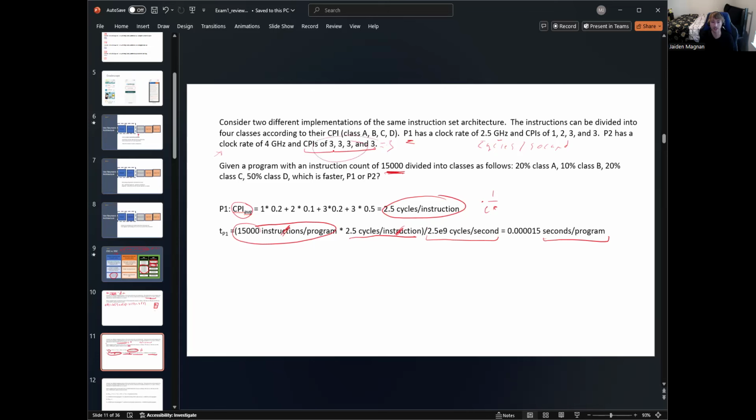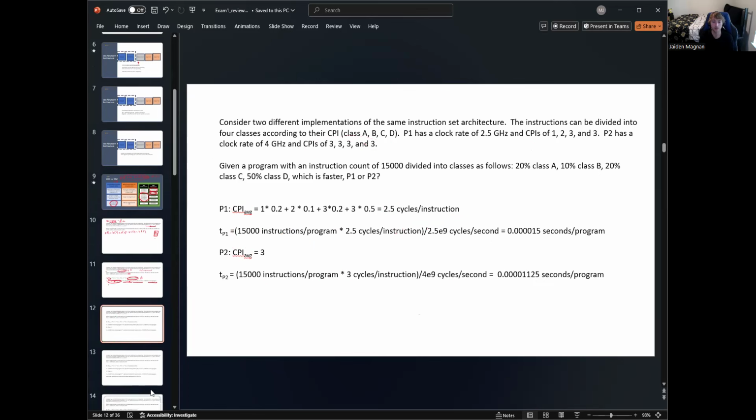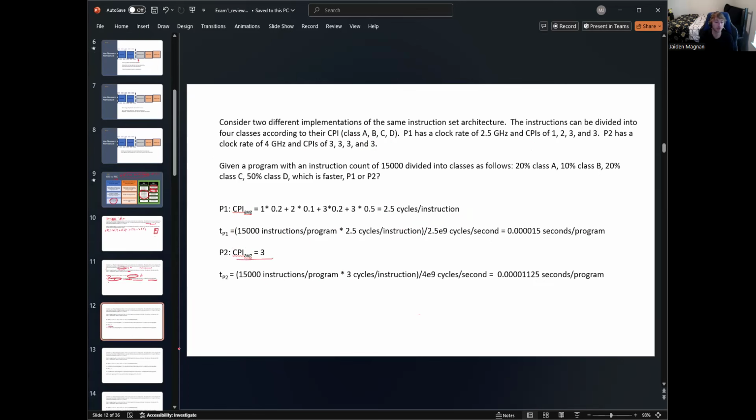So yeah, you'll see that the average here is going to be three. So for P2, your average is three. And all we're doing is repeating this same formula over again. So instructions per program, instructions cancel, cycles per instruction, cycles cancel, and you end up getting seconds per program. And again, this formula is your instruction count times your CPI times 1 over your clock rate. And that gives you your seconds, or your T. So have those memorized. Super important.